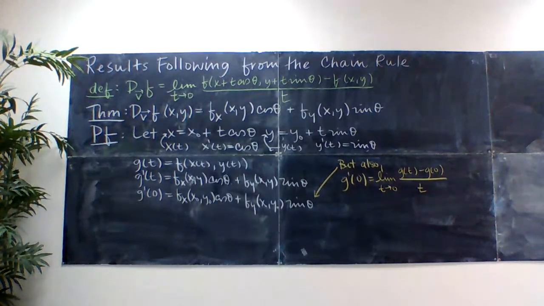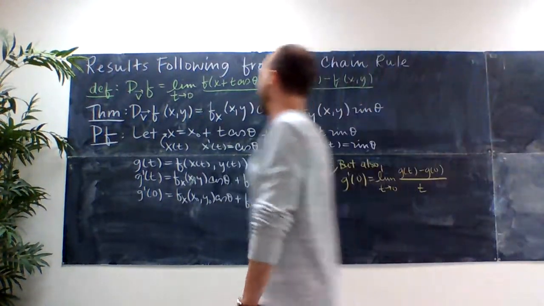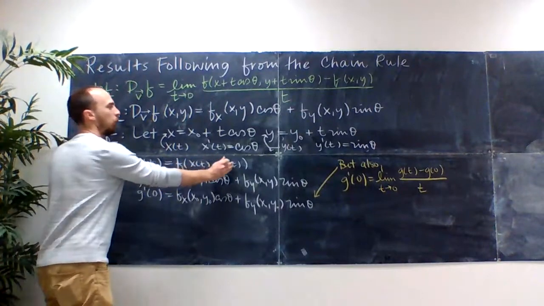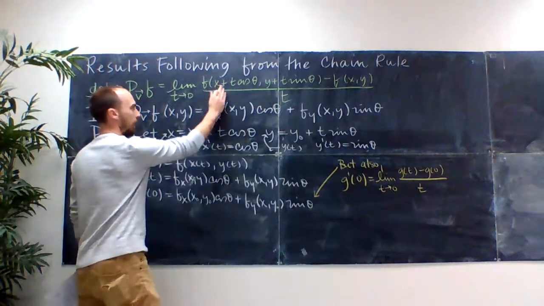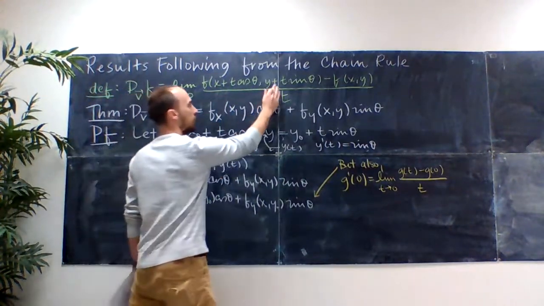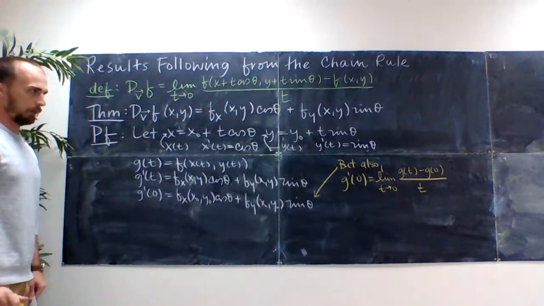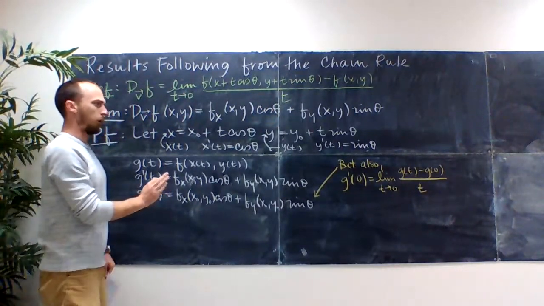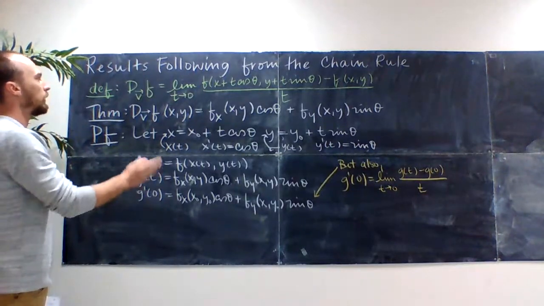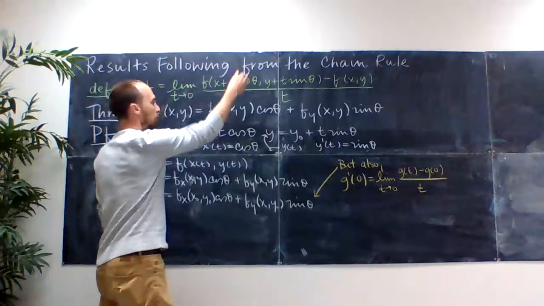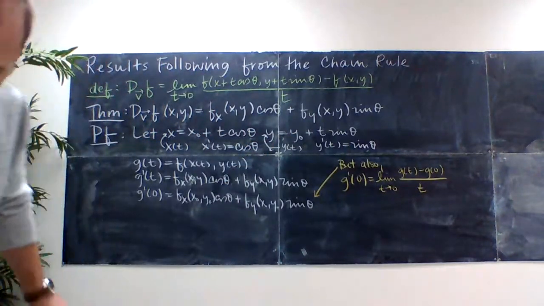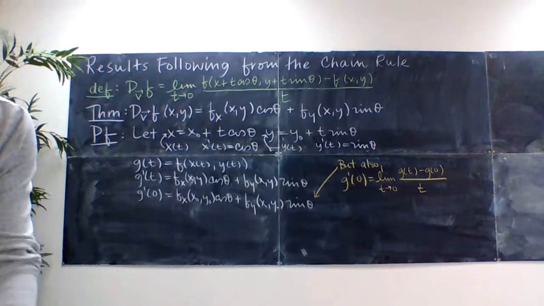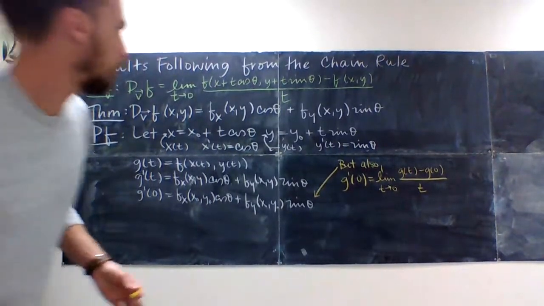Now, think about what is actually g of t. G of t is f of x of t and y of t. G of t is f of x naught plus t cosine theta and y naught plus t sine theta. Okay. G of 0 is going to be f of x naught and y naught, right? When t is 0. Okay.